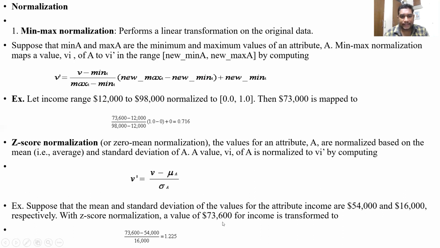Suppose that the mean and standard deviation you calculate, mu and sigma, for the attribute income are 54,000 and 16,000. So with Z-score normalization, a value of 73,000, where V is 73,000 and mu, what we call the mean, is 54,000, and the standard deviation value is 16,000. So it is V minus mu by sigma.